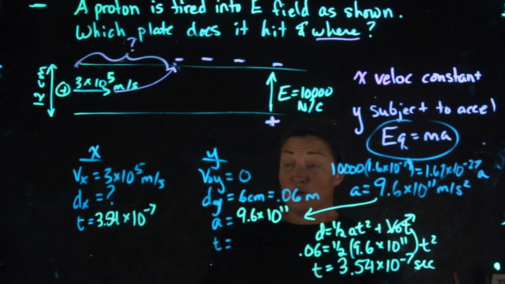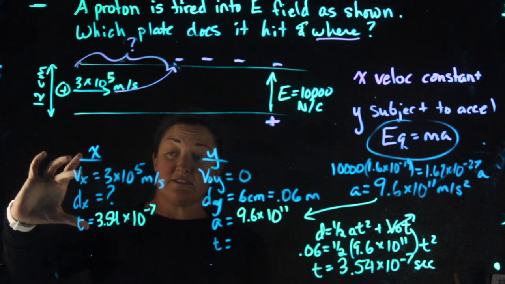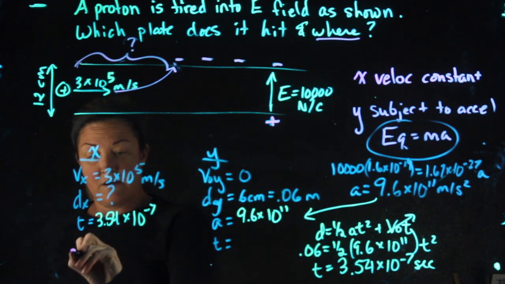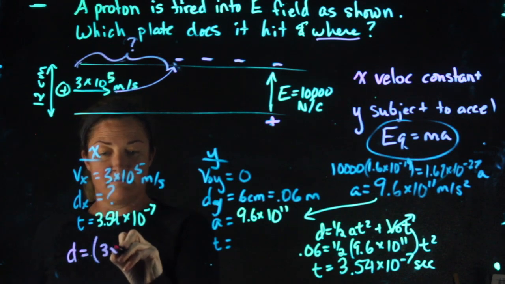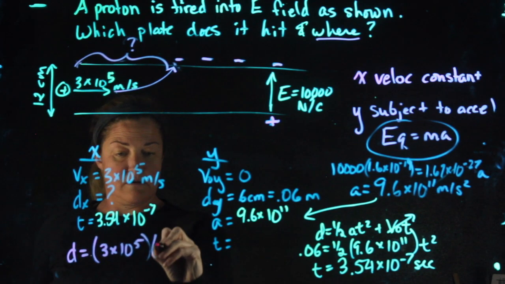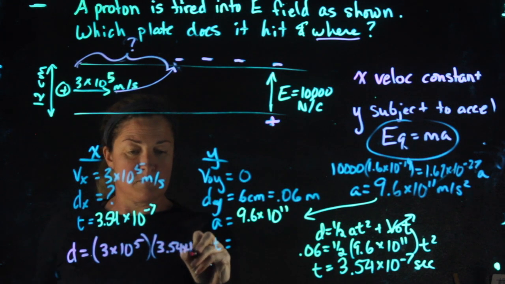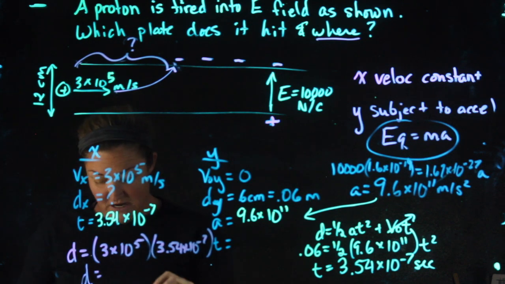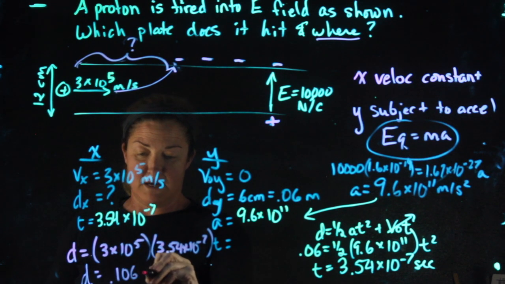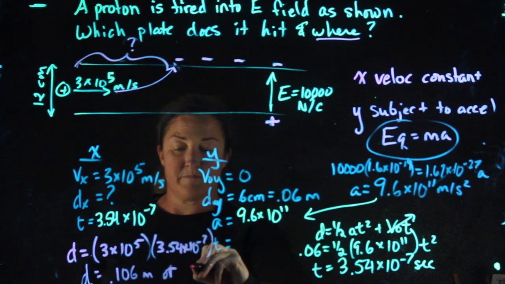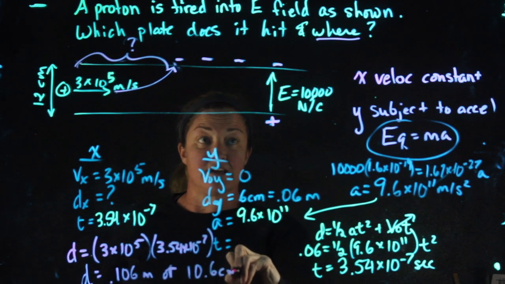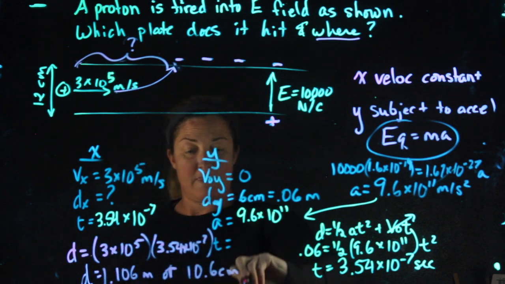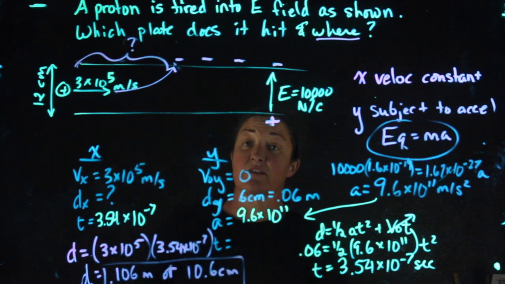Okay, the last thing I need to do to find x distance is to use x velocity and the time. Distance equals rate times time, giving me a displacement of 0.106 meters, or 10.6 centimeters. That gives me my answer to the problem.